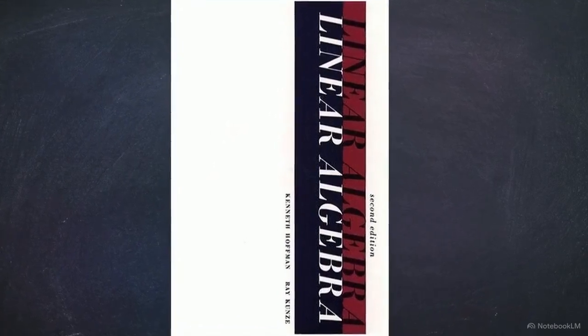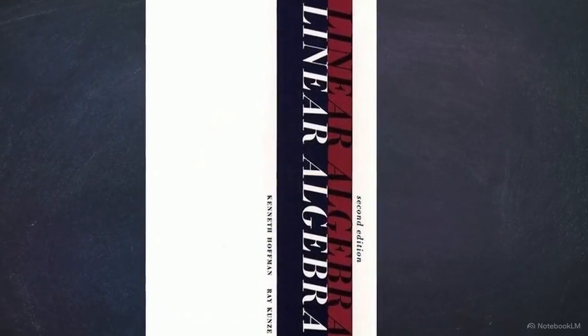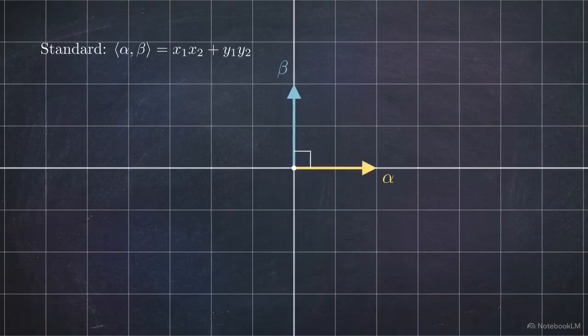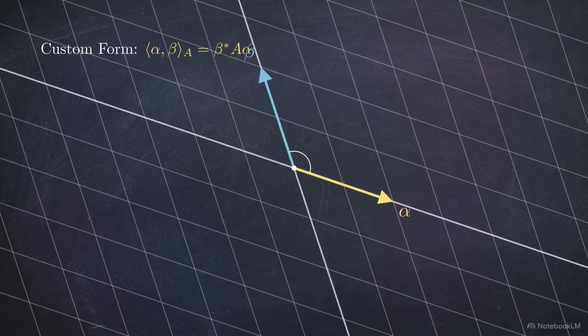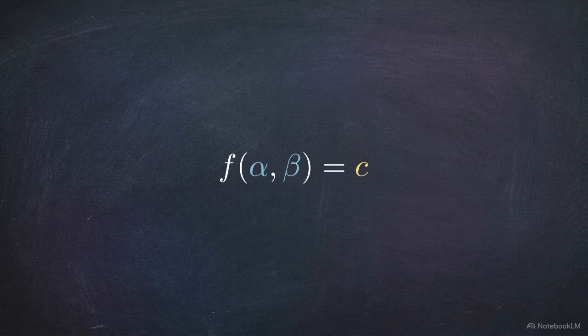Standard inner products give us one specific way to measure lengths and angles. But to understand custom geometric systems, we have to look at how we can systematically change these rules of interaction. A form is a generalized function mapping two vectors to a single scalar.